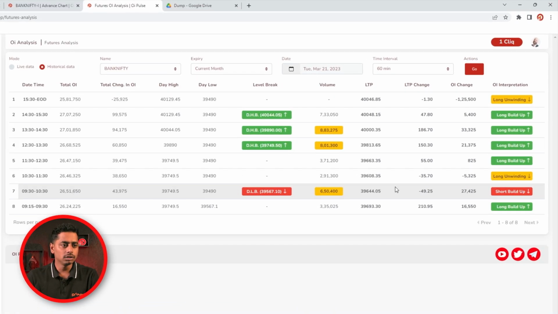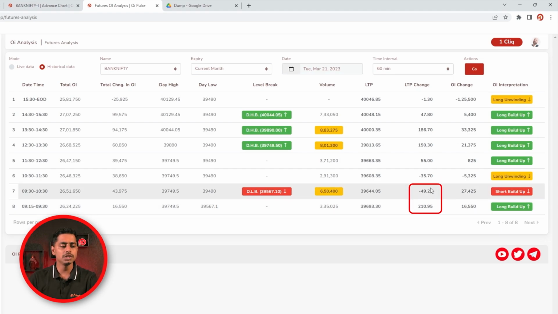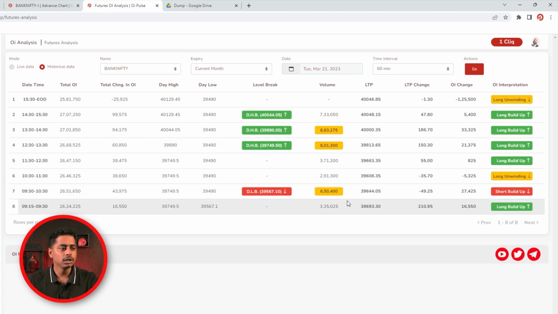For example, here the short build-up has happened. The LTP change has happened only 49 rupees. The first interval LTP changed by 210 and the next interval LTP change is only 49. So the short build-up has happened and the volume has also broken out.